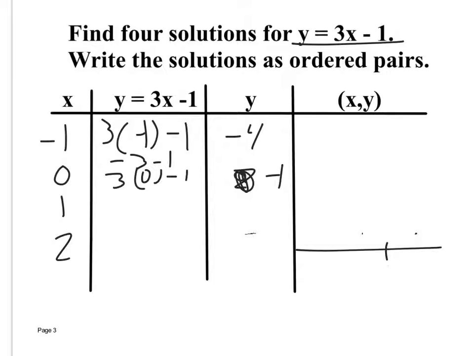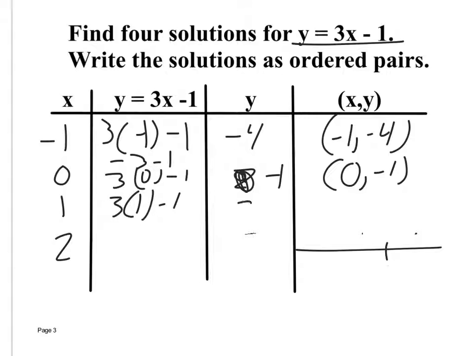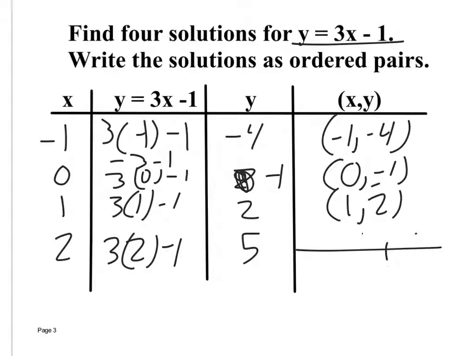Don't forget, ordered pairs go in the next column. So this one's negative 1, negative 4. This was 0, negative 1. I plug in 1. Well, we've already done that one. You get 2. So here's 1, 2. And then we plug in 2 for x. 3 times 2 minus 1 is 5. So the ordered pair there is 2, 5. And those are the 4 ordered pairs that you have to have.